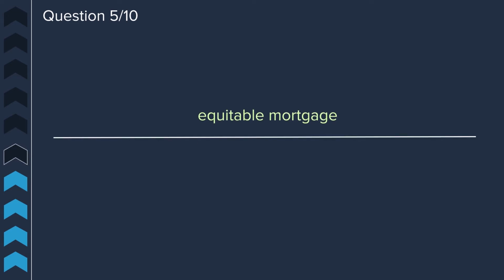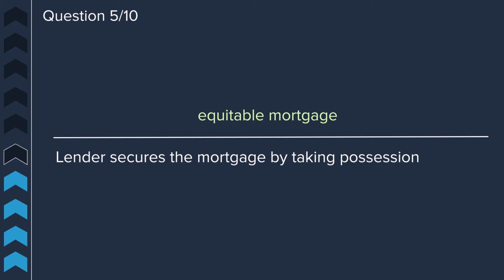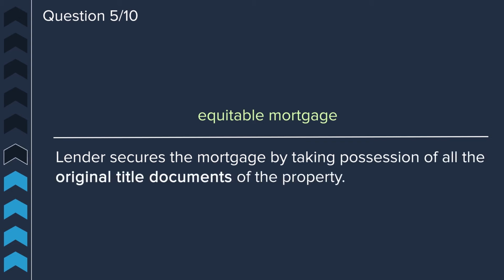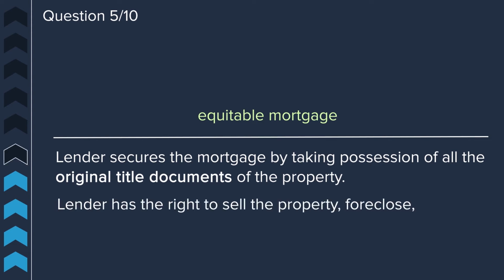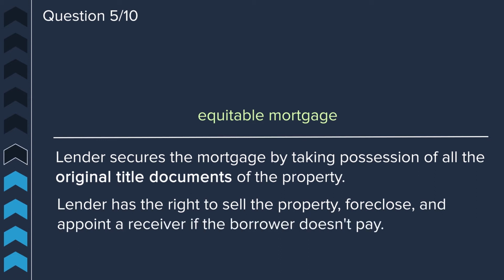Question 5. What is an equitable mortgage? An equitable mortgage is where the lender secures the mortgage by taking possession of all the original title documents to the property. This means that the lender has the right to sell the property, foreclose the property, and appoint a receiver if the borrower does not pay.